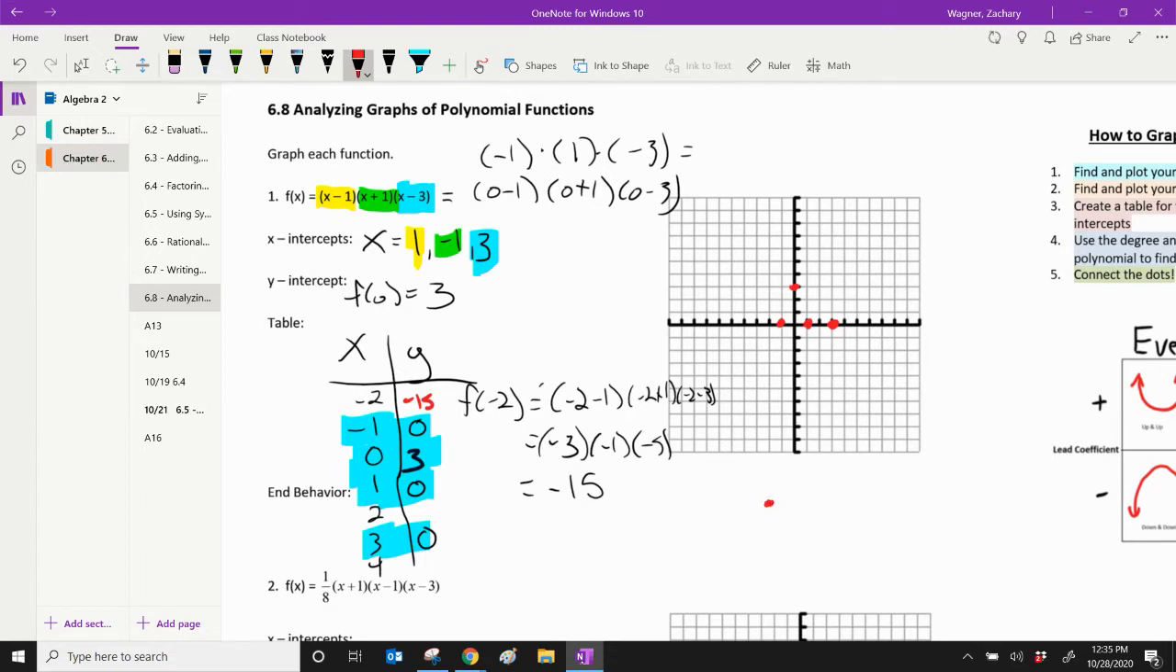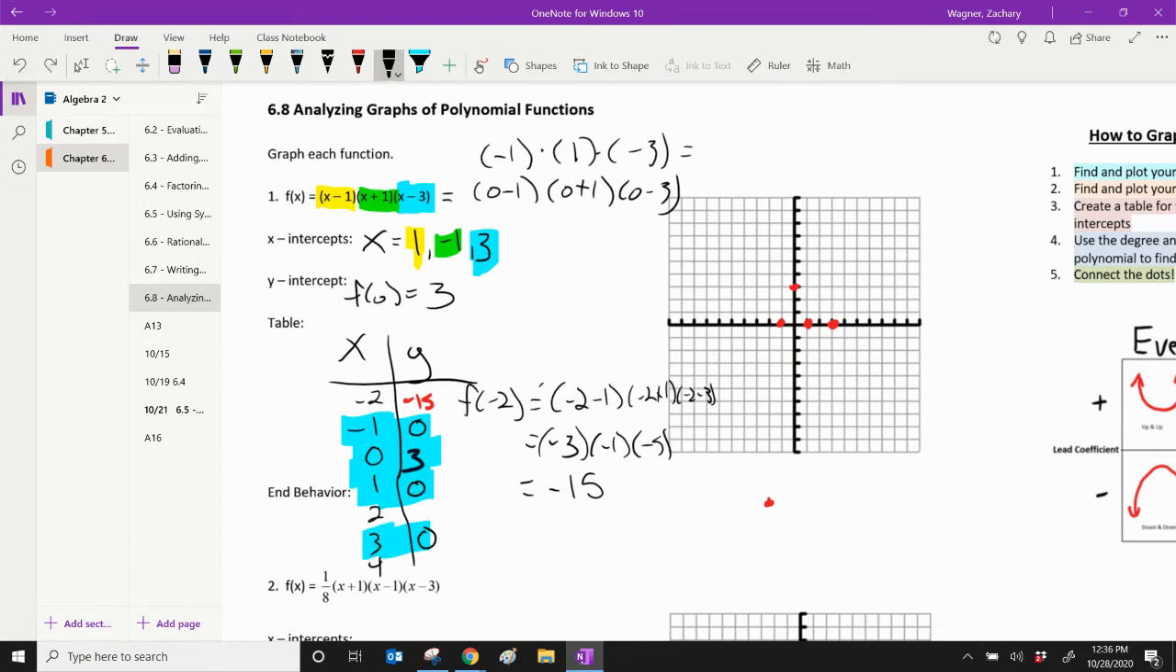See how fast these things grow? These things grow incredibly fast. Right, and this is -2, boom, all the way down to -15. Just like that. From there, plug in 2 as well. That's what we've got to plug in.